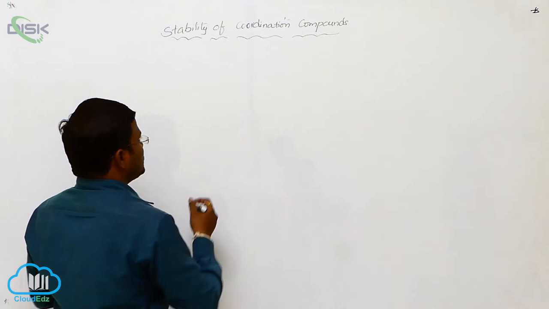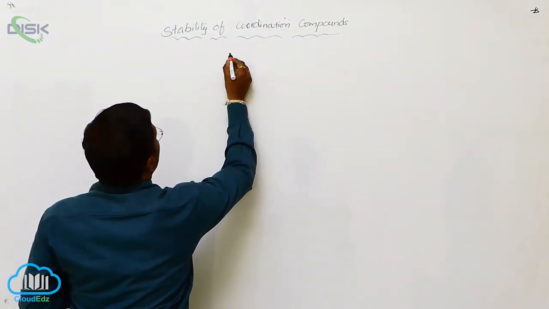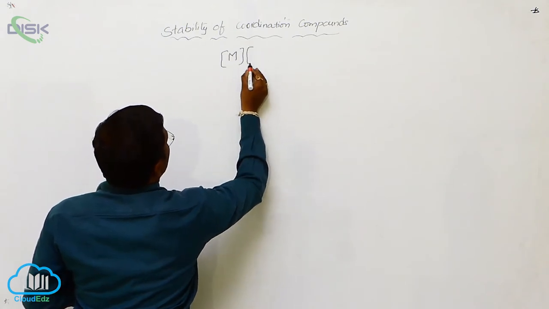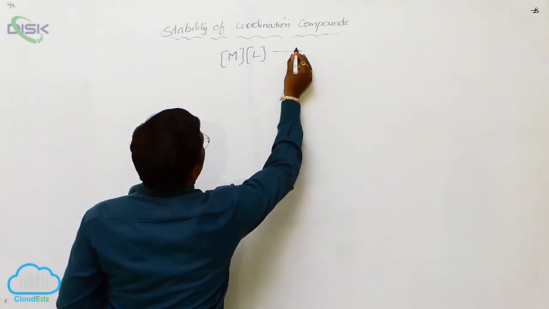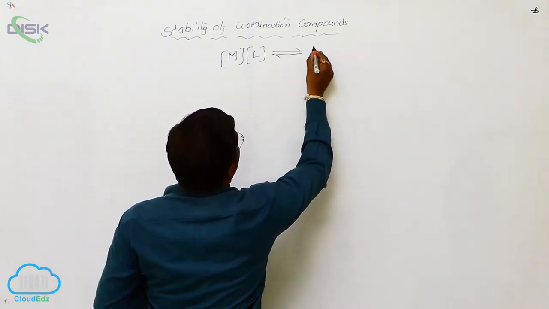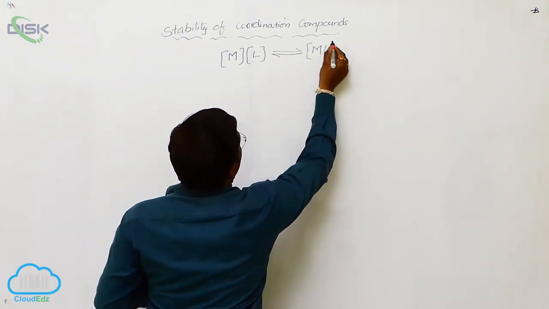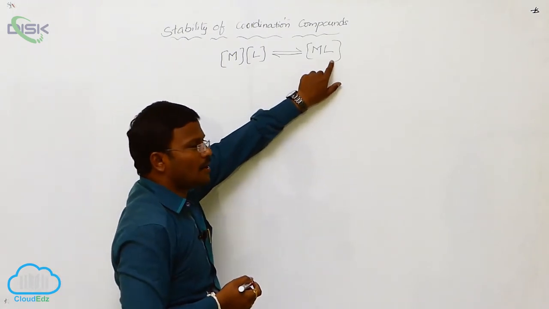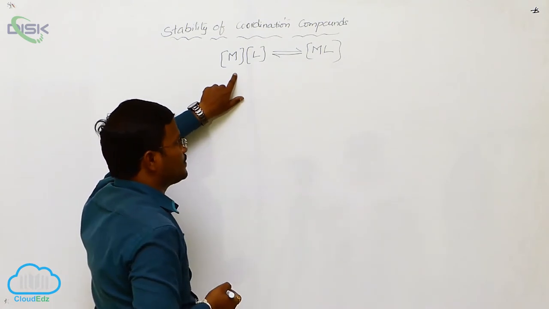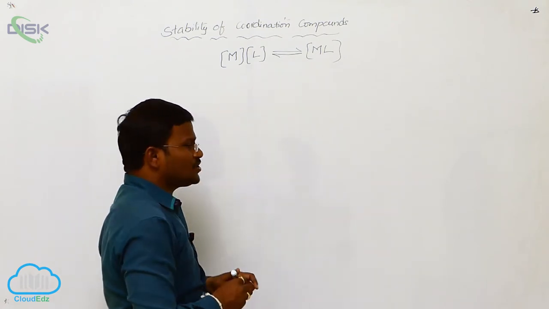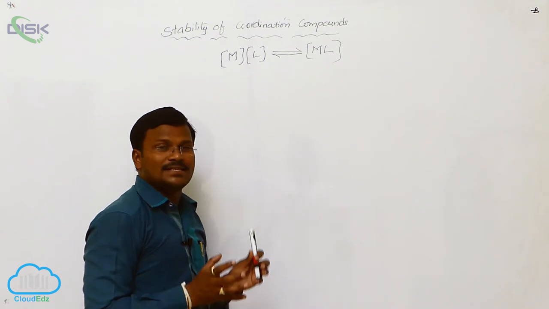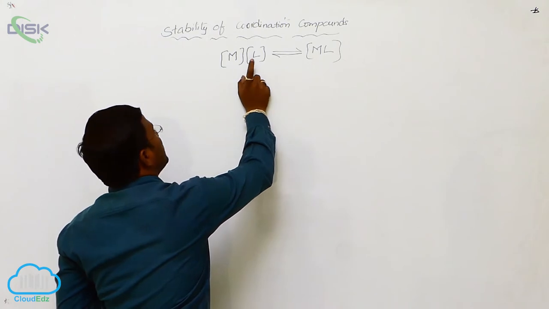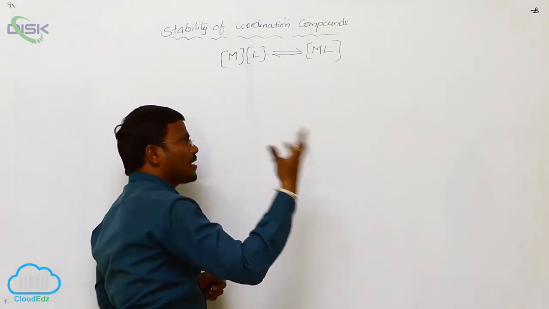During this, an equilibrium forms between M plus L and ML. That means metal atoms react with ligands to produce ML complexes, and simultaneously the reaction takes place in the reverse manner. That means in solution, there is an equilibrium between the concentration of metals and the concentration of ligands with metal complexes.